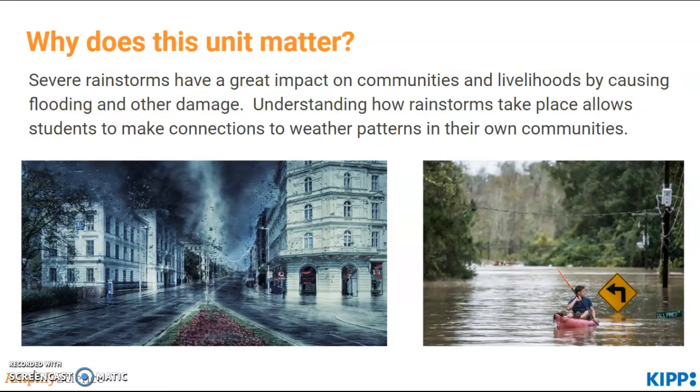So why does this unit matter, which is something that you might get from your students? Well, severe rainstorms have a great impact on communities and livelihoods by causing flooding and other damage. And so understanding how rainstorms take place allows students to make connections to weather patterns in their own communities.